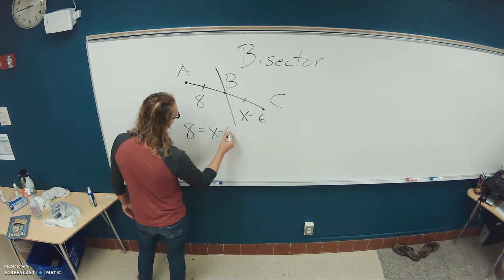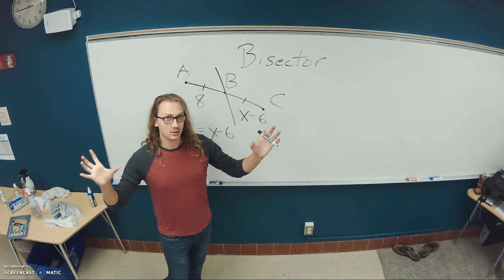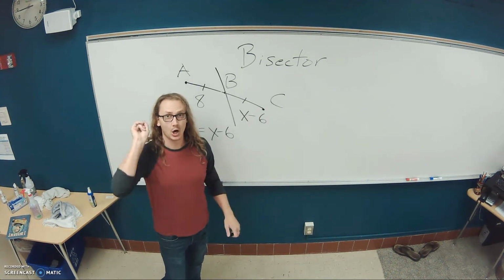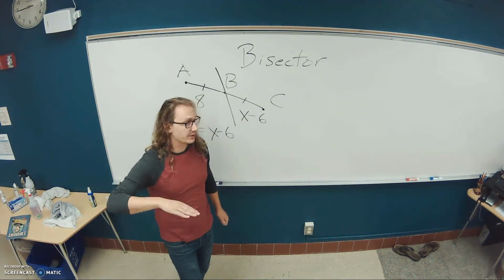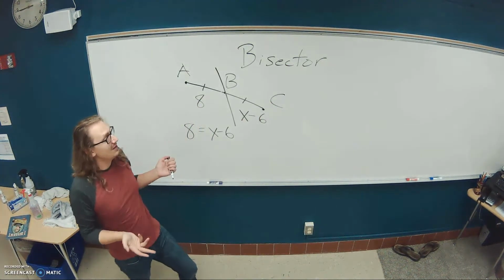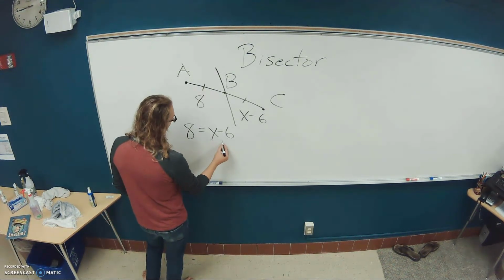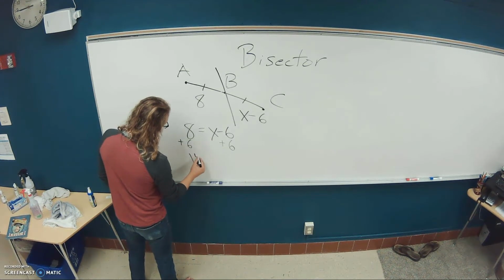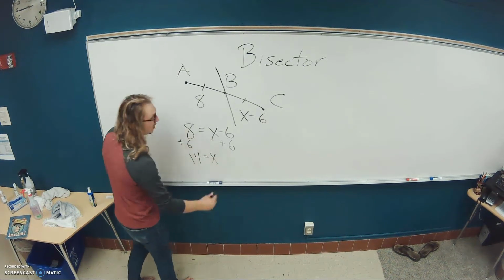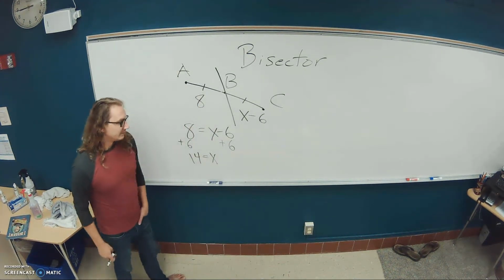That's a big trick that we do a lot in geometry. Okay? If two things are equal, set them equal to each other. But only when you know they're equal. Don't try and set things equal to each other that are not, or that you don't know, or that just maybe they are. Okay? 8 equals x minus 6. We're going to solve this by adding 6 to both sides, and x will equal 14. Okay? So that's a segment bisector.